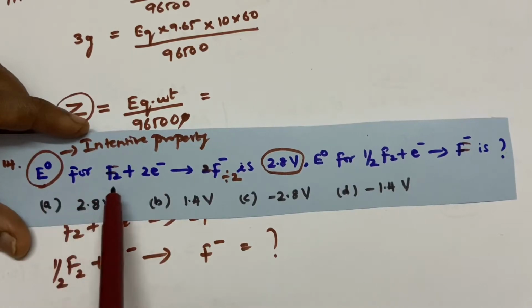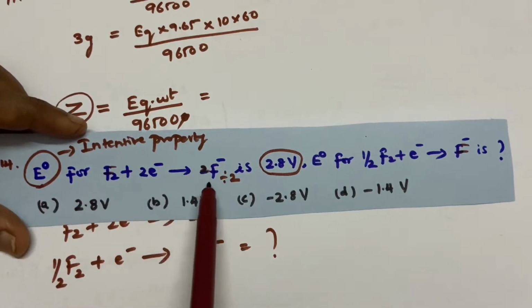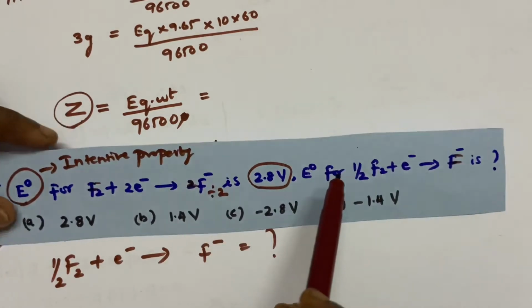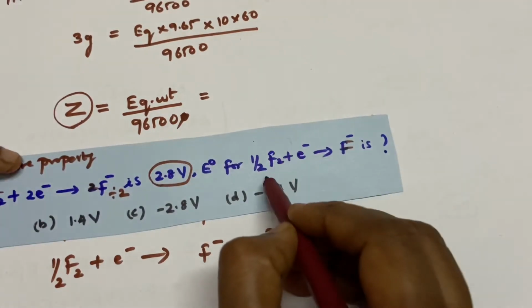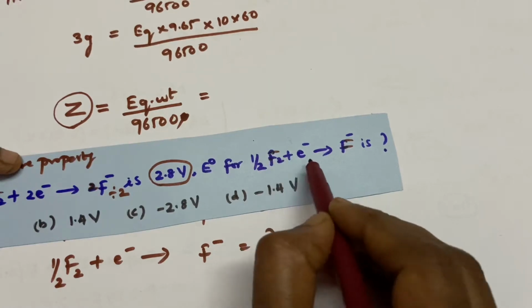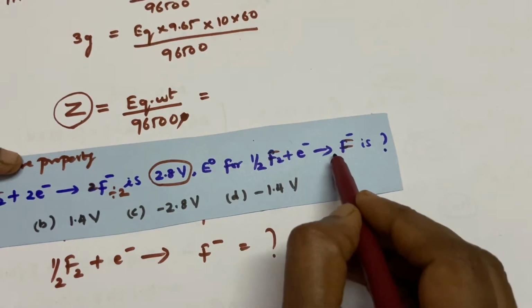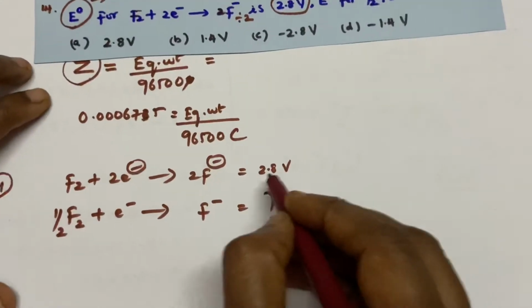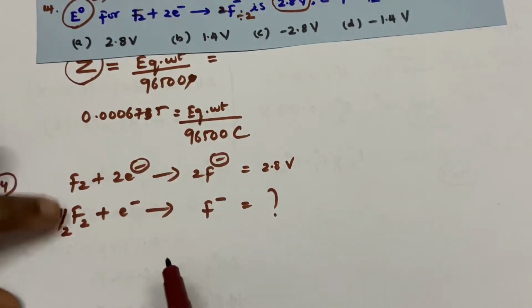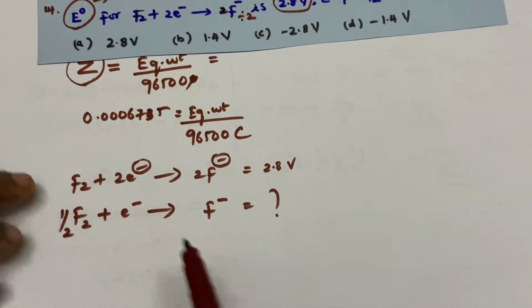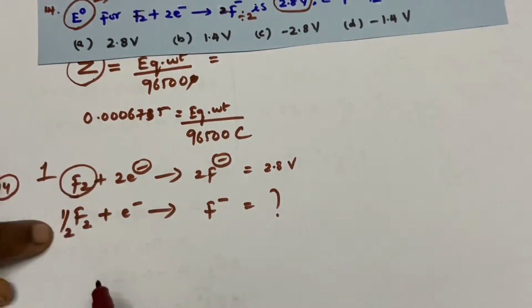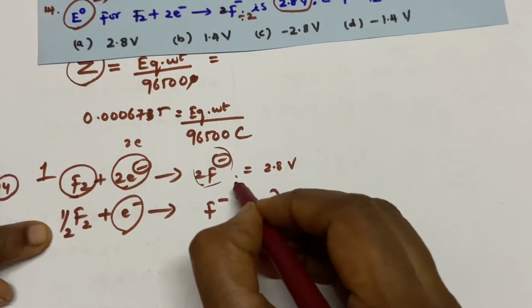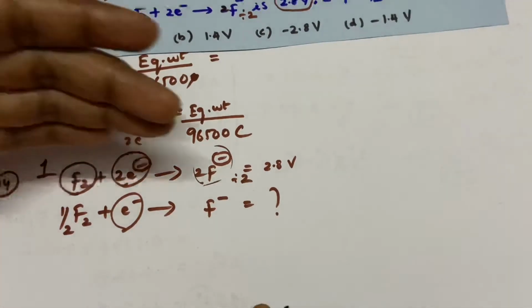See your next question, students. The EMF for the equation F2 plus 2 electrons gives 2 fluoride ions is 2.8 volts. What is the EMF for this equation, which is half mole of fluorine reacting with 1 mole of electron, which gives 1 mole of F minus? If you closely watch, this reaction is the half of this one. Here they have taken 1 mole and here half, and here 2 electrons and here 1 electron. They have divided the equation by 2. They have reduced the amount by 2.